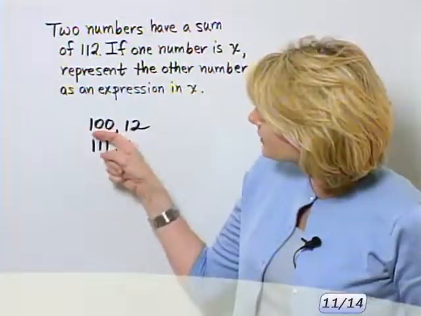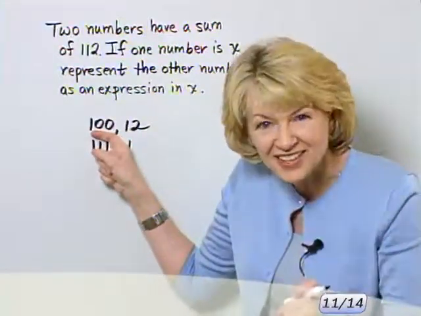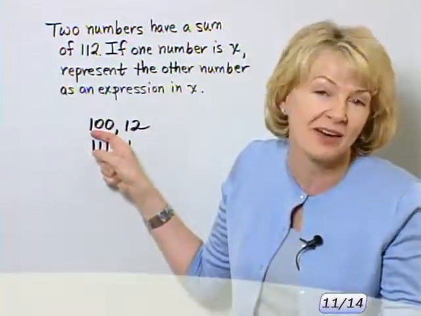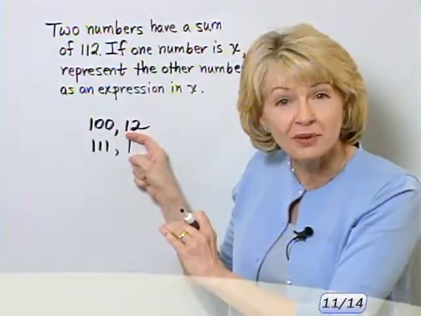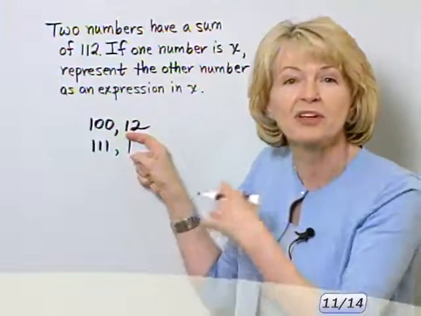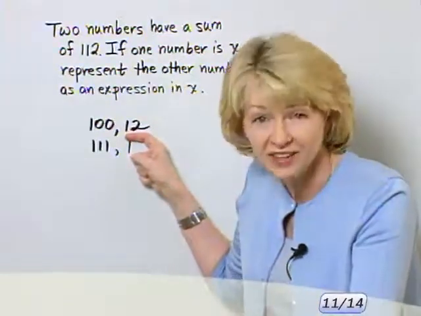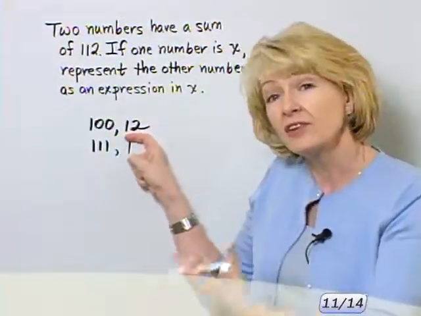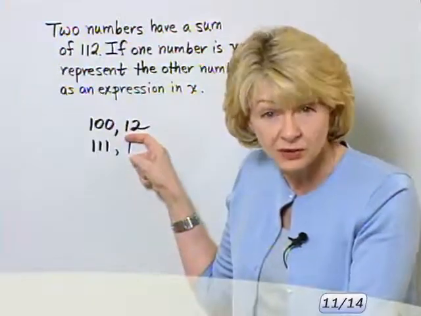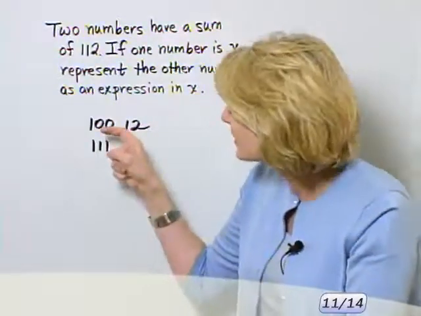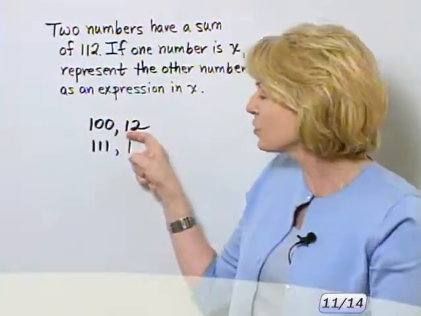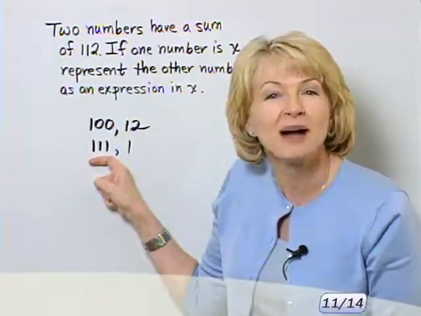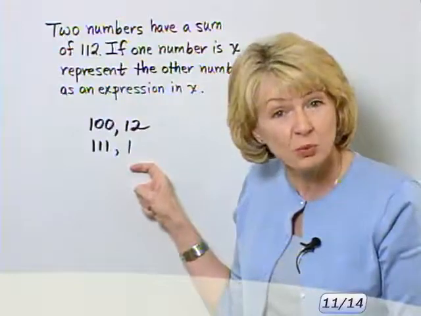Now, by the way, if you know what one number is, if one number is, say, 100, how do you calculate the other number? The other number is the rest of the 112. So the other number is always 112 minus this number. 112 minus 100 is 12. 112 minus 111 is 1.